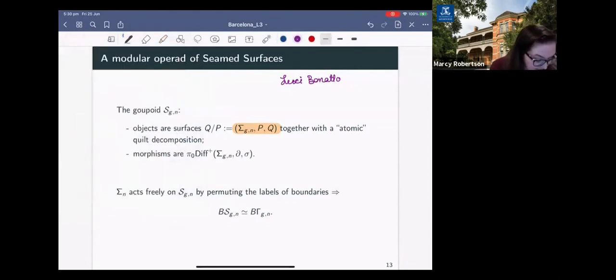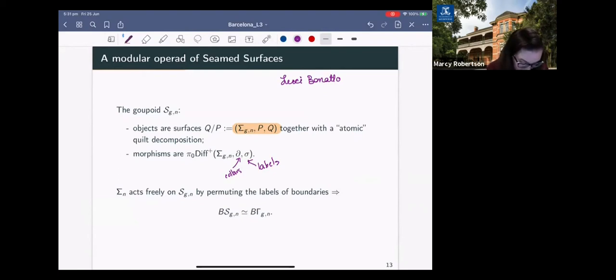Morphisms in this groupoid. Well, what are these? These are going to be homotopy classes of orientation preserving diffeomorphisms which preserve the collars, so this is collars, and the labels. I want to keep my labels. The labels set. And so that's going to be what? Those are elements of the mapping class group of surfaces.